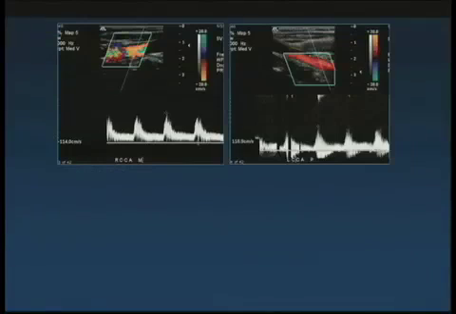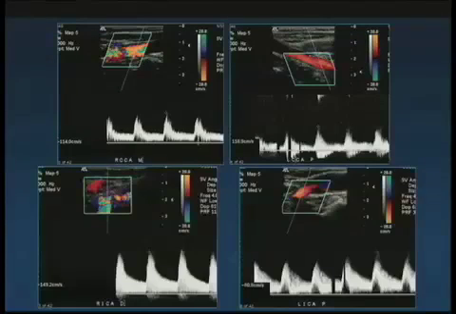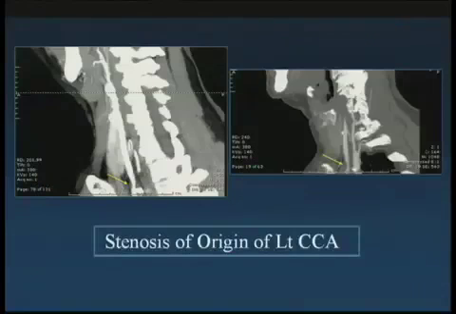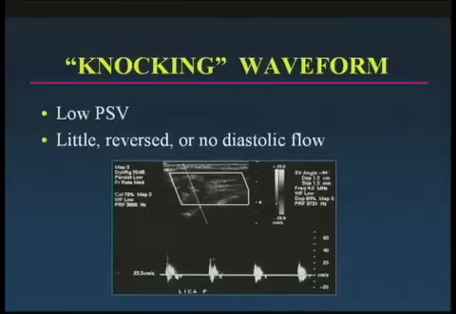How about this patient? The right side has a sharp upstroke, but the left side has tardus parvus. It affects the left common and the internal, but the right common and internal have a sharp upstroke. So sure enough, this has to be on the left, can't affect the right, and so this is at the origin of the left common carotid artery.